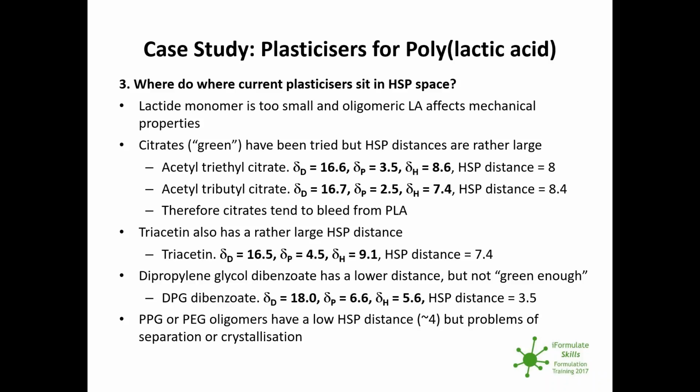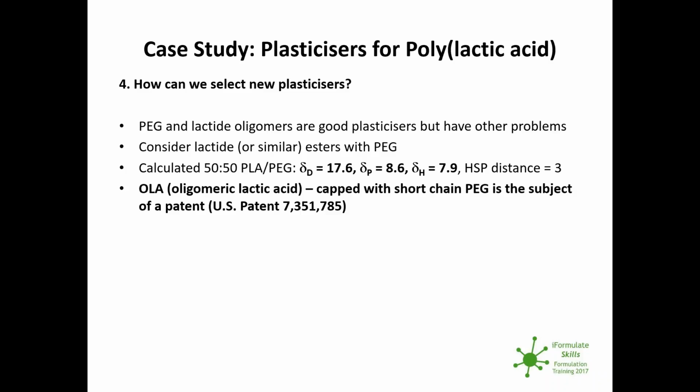Now, dipropylene glycol dibenzoate might be better. It has a lower HSP distance, it works reasonably well, but it's considered not green enough. And finally, polypropylene glycol or polyethylene glycol oligomers have a low HSP distance, around 4, but they show in practice problems of separation or crystallization if they're used as plasticizers. So clearly the currently used plasticizer materials were found to be inadequate, and HSP starts to tell you why that might be the case. So how might we want to select new plasticizers?